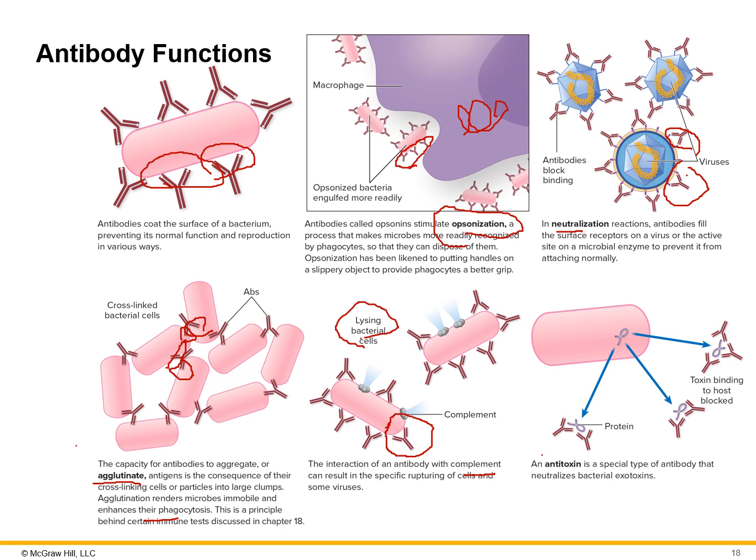And then finally, we can get an antitoxin, where the antibodies, instead of binding to the bacteria itself, are actually binding to a toxin that was released, or a protein released from the bacterial cell. So not the cell itself, but something it's secreted, like a toxin. So the antibody binds to the toxin instead of the bacteria.